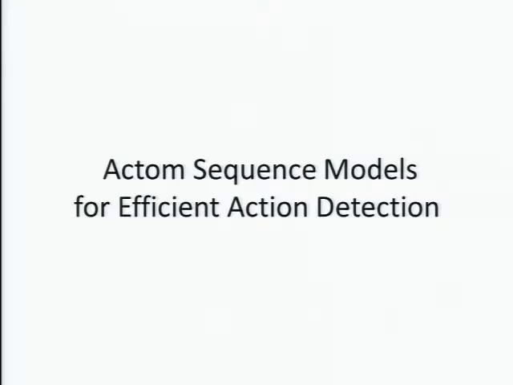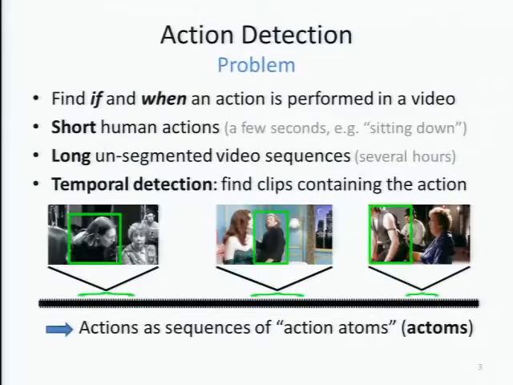So there's going to be two parts. The first part is about Actom Sequence Models for efficient action detection. So what's the problem? The problem here is you want to find if and when an action is performed in a video. So we're interested in short human actions like sitting down. So basically a few seconds. And we want to detect them in a long unsegmented stream of frames. So long unsegmented video sequences like several hours of movie data, for instance. And so what we're doing exactly is called temporal detection, that is find short clips that contain the action.